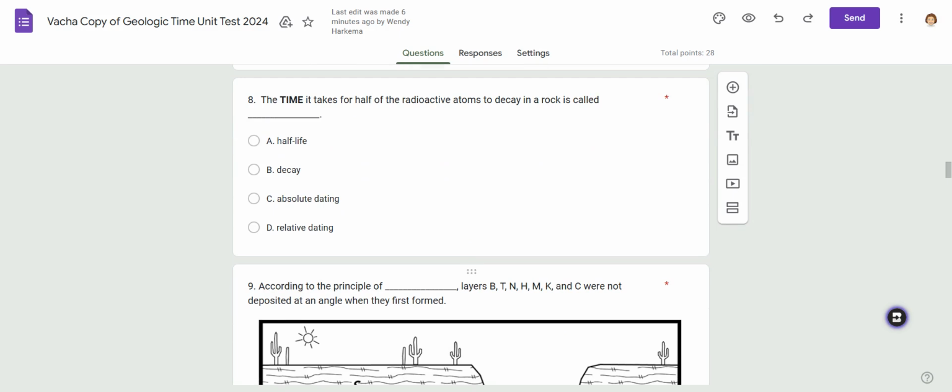Number 8, the time it takes for half of the radioactive atoms to decay in a rock is called blank. A, half-life. B, decay. C, absolute dating. D, relative dating.